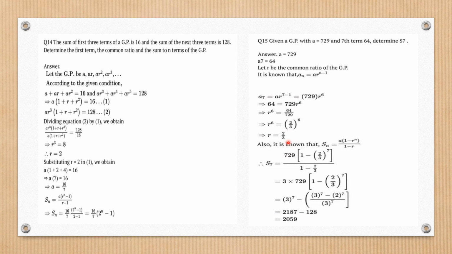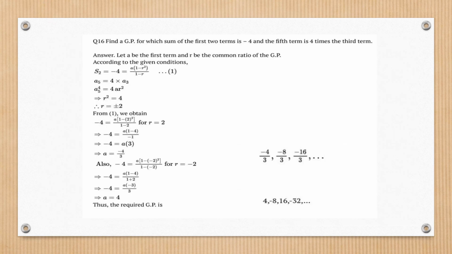Okay, so 2 by 3 is again less than 1. So I'll use for the sum this formula: (1 minus R raised to the power n) divided by (1 minus R). By putting the values, please solve it with patience, and I'll get the answer as 2059. Okay, so be proper with the calculation part.